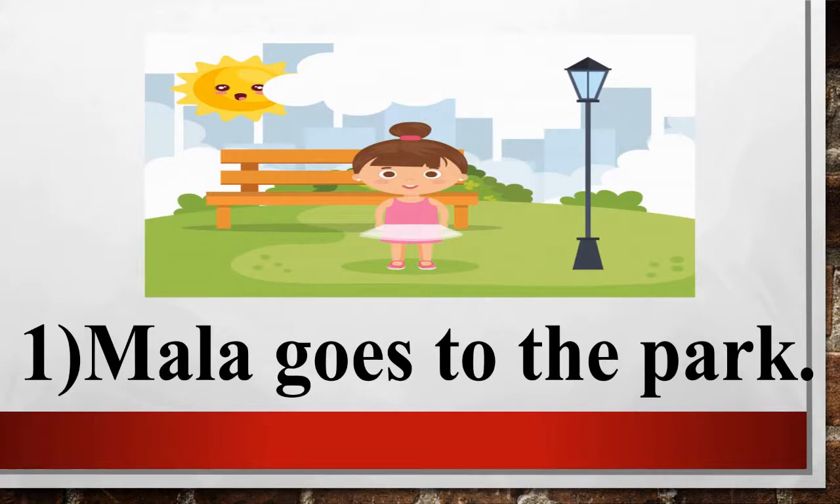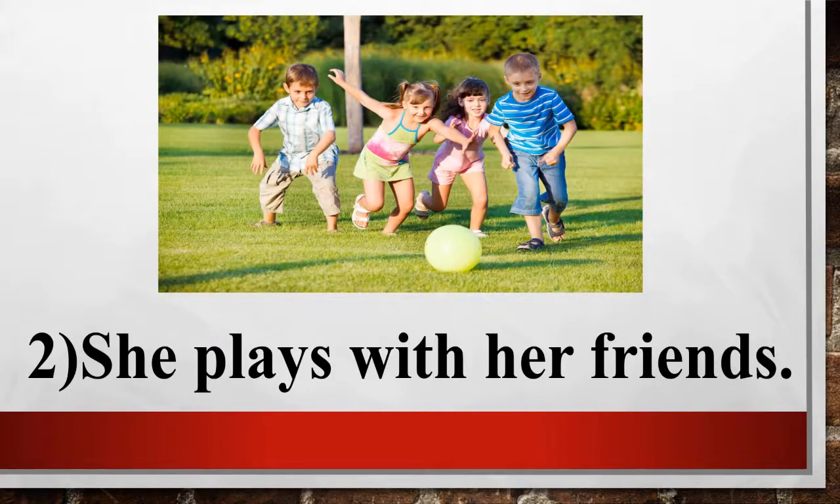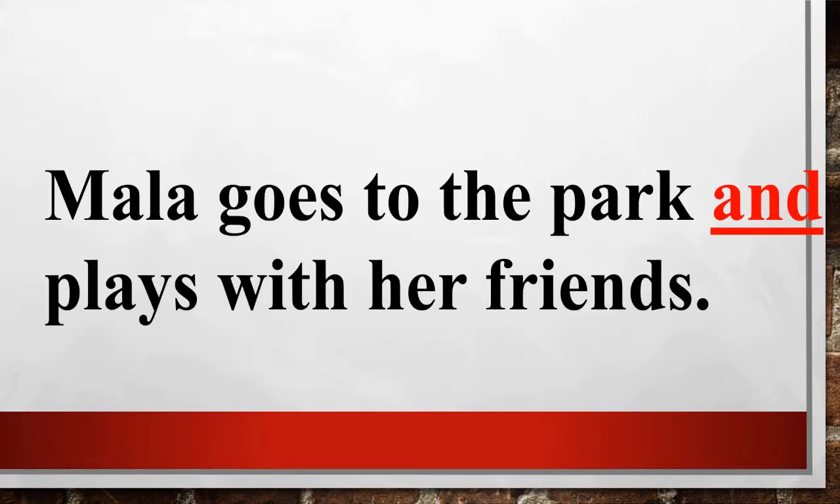Now the next example is Mala goes to the park. Second sentence is she plays with her friends. Here in this sentence we use and, which is a joining word to join two sentences. So the sentence is Mala goes to the park and plays with her friends.